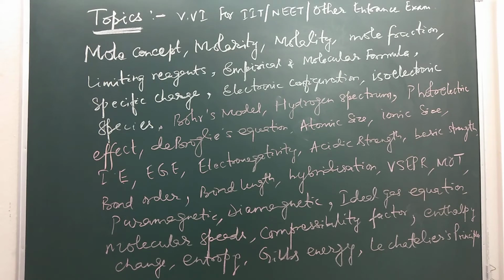Empirical and molecular formula. Empirical formula is the simplest whole number formula, whereas the molecular formula represents the exact number of atoms present in a molecule.